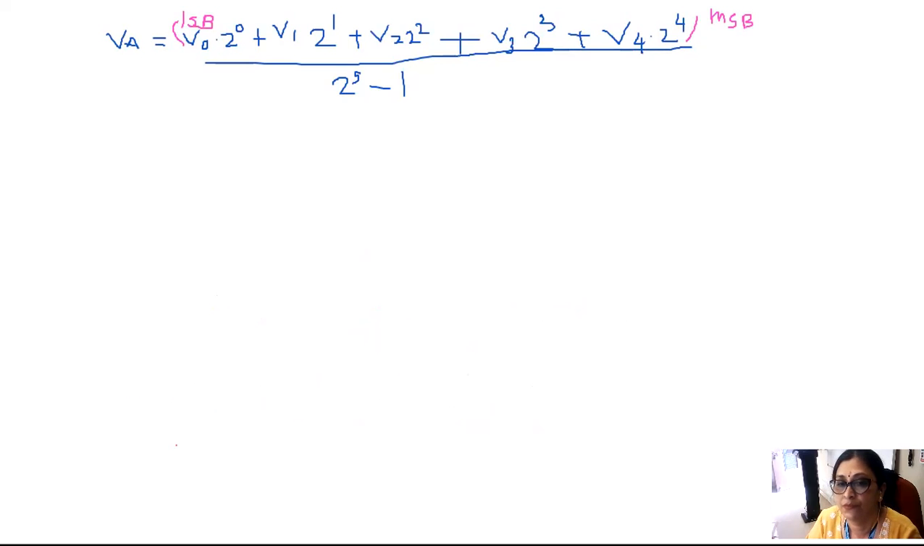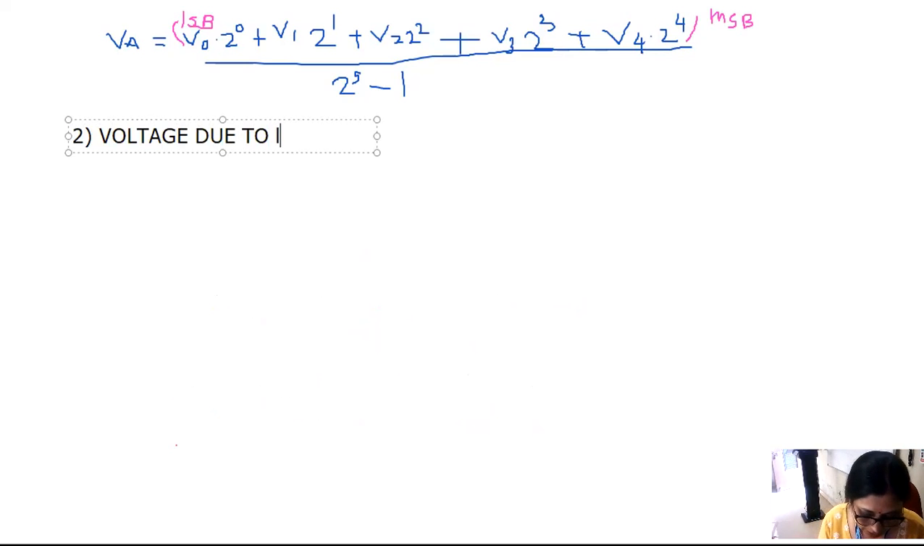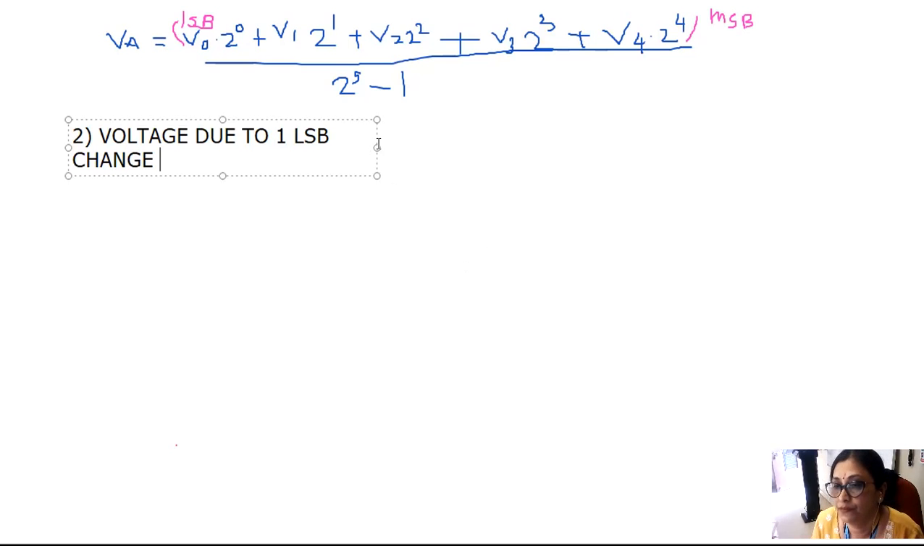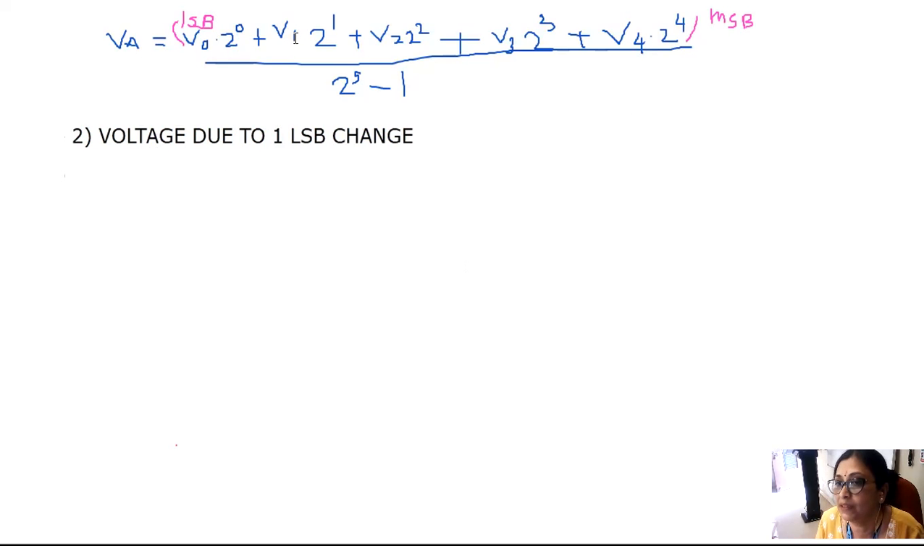Voltage due to LSB change. हा बरोबर आहे. आता सेकंड जे आहे ते आहे व्होल्टेज ड्यू टू 1 LSB change. ओके, आता 1 LSB म्हणजे काय? इथे LSB कुठला आहे? हा 1 LSB. याचा अर्थ काय? हे फक्त 1 पाहिजे आणि बाकी सगळं 0 पाहिजे. ओके, सो इथे आपण आउटपुट कसं काढायचं?